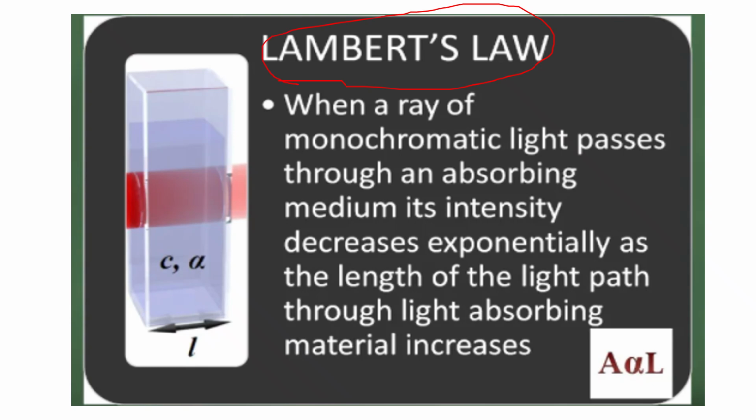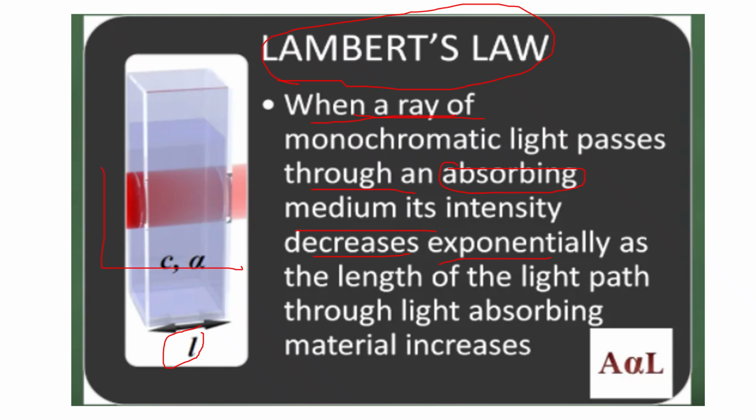Now what is Lambert saying? Lambert is talking about a path length. Lambert has also said the same thing but in a different way. When a ray of monochromatic light, so that line is constant, passes through a colored solution, or here the word used is absorbing medium, its intensity decreases exponentially, as we have seen.